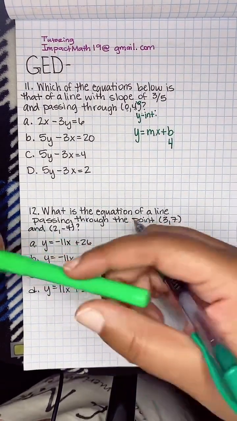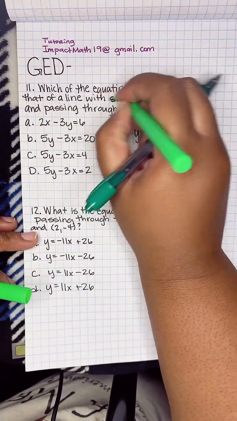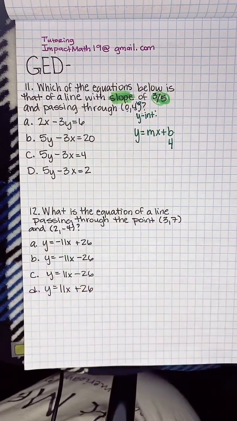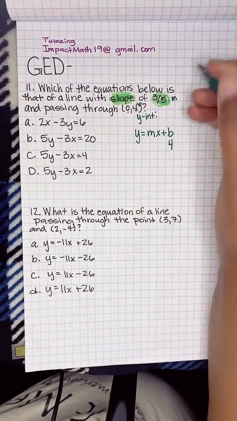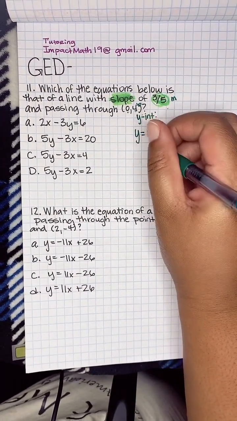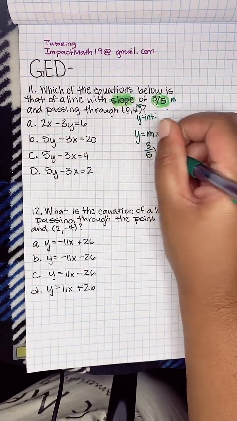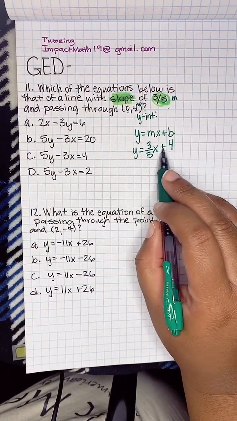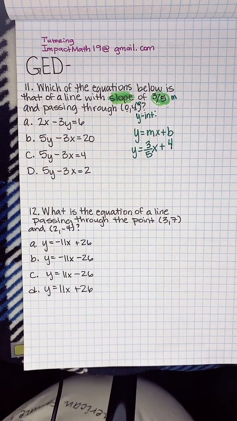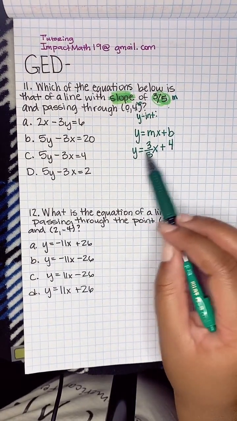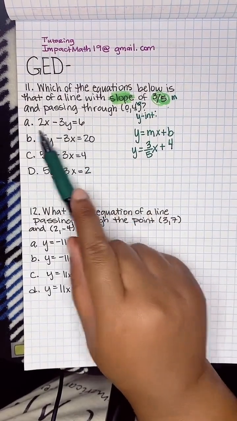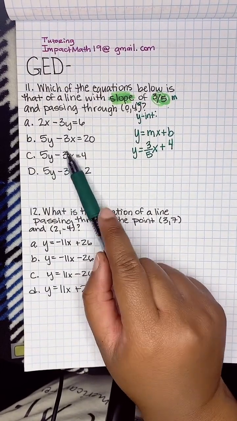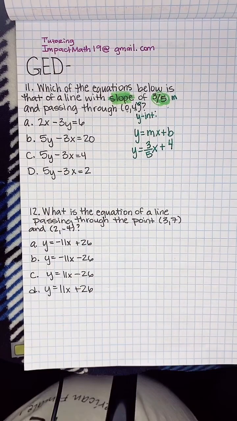They also told me that my slope right here is 3/5. I know slope means m, so my m is 3/5. So I plug this in: y equals 3/5 x plus 4. Now the problem is I have this in slope-intercept form, and they have it in standard form. This is the only one in standard form.